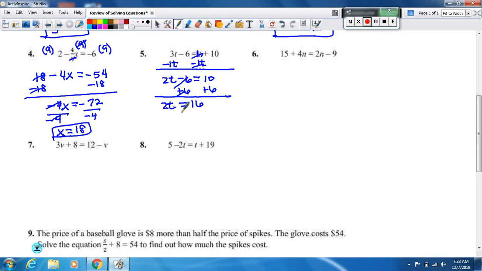And this is 2 times t, so the opposite of times is divide. I'm going to divide both sides by 2. Top cancels with bottom. T equals 16 divided by 2 is 8.